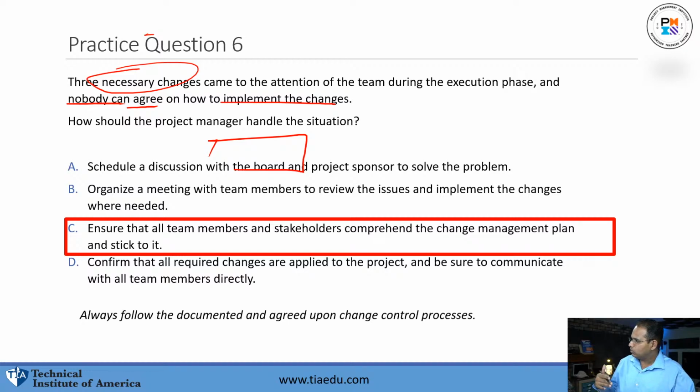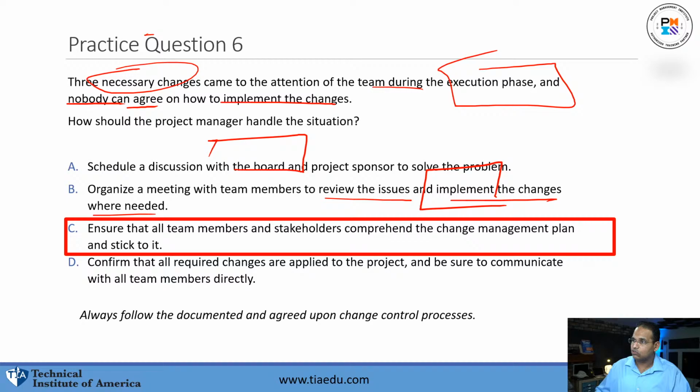B, the famous one that you guys chose here. B: organize a meeting with the team members to review the issues and implement the changes where needed. To review the issues and then implement the changes? It says necessary changes. Number one, these changes probably have not even been approved yet, and then you just implement them just like that. They need to go through a good change process, because it came to the attention of the team during the execution.